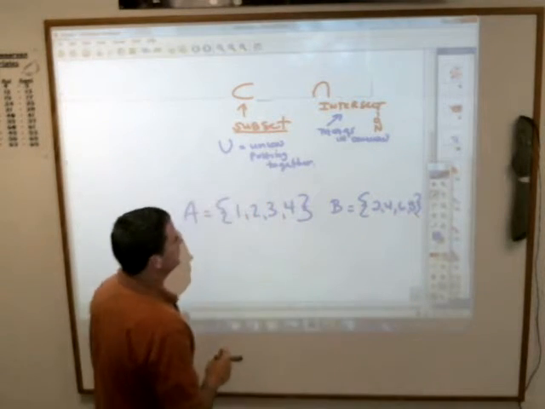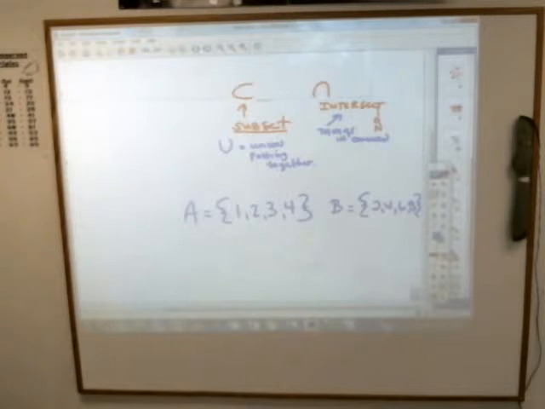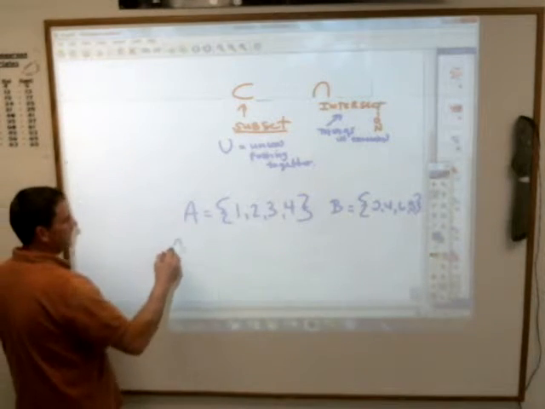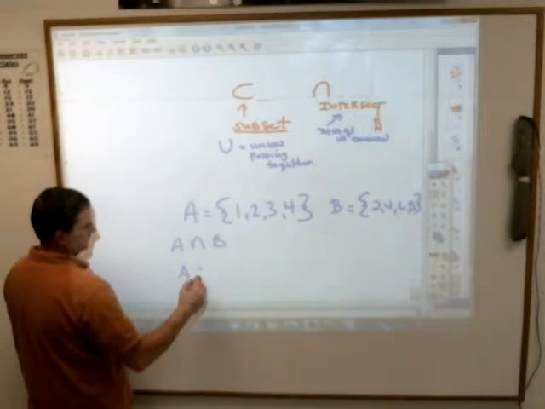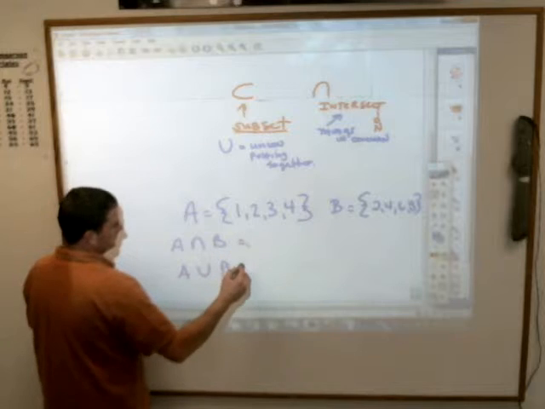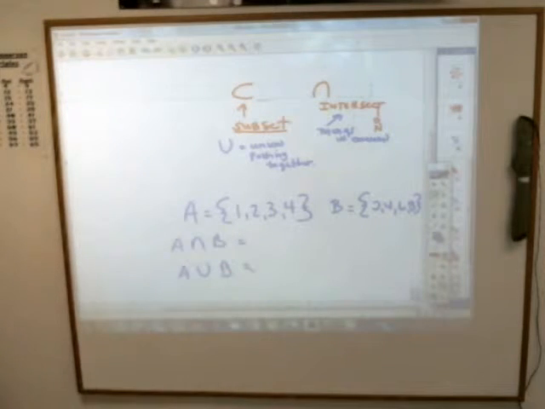A couple questions we might ask here is this. What is A ∩ B, and what is A ∪ B? Give you a chance to write that down, then we'll talk. Got that written down? Yes. Okay, first one.